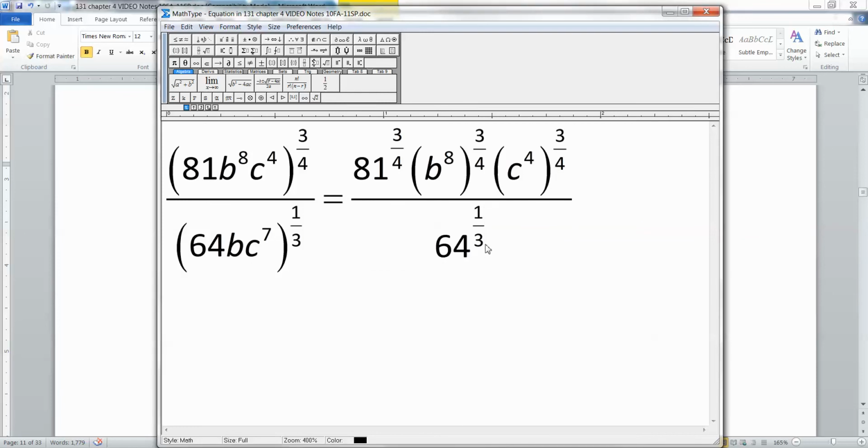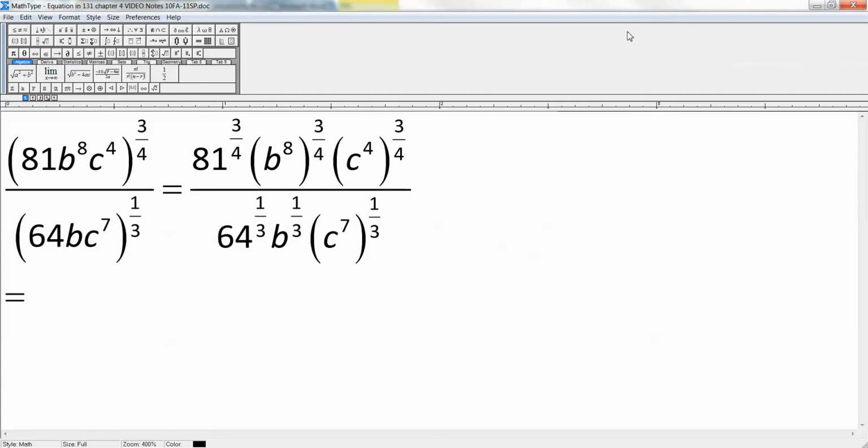Oops, there's 64 to the 1/3, and then the B doesn't really need anything to it because it's just B to the 1, so it's just a third. And then C to the 7th to the 1/3. What a mess. All right, we got to clean some of this up. This is a disaster. Okay, let's do the numbers part.